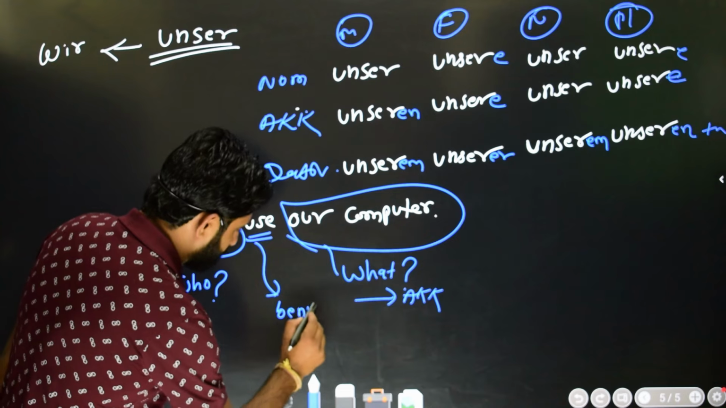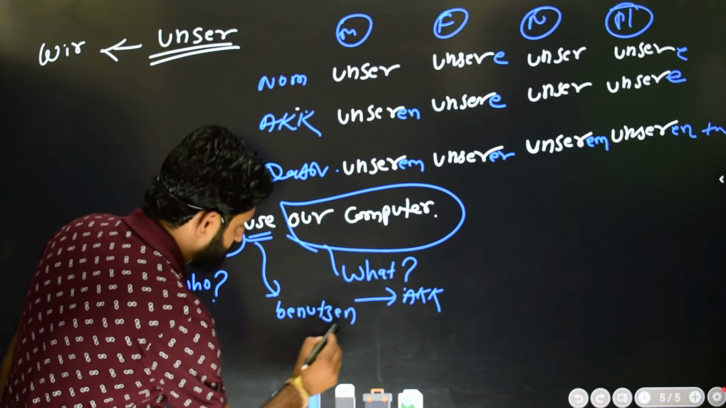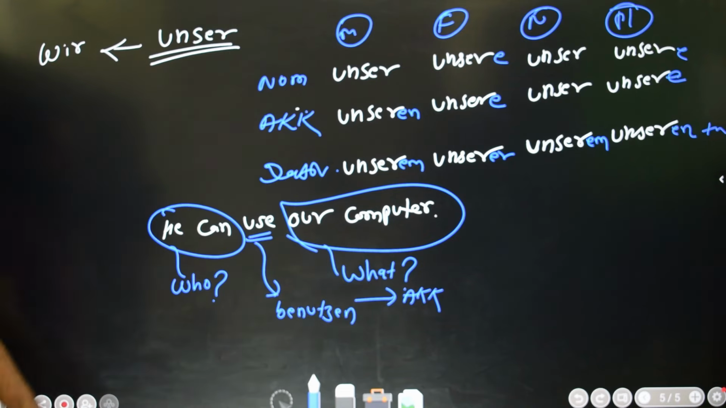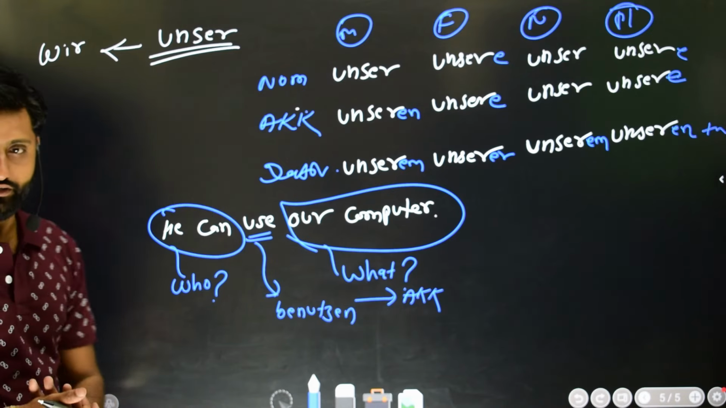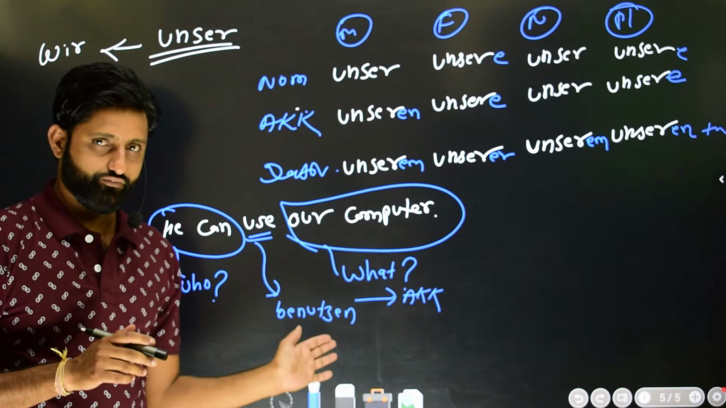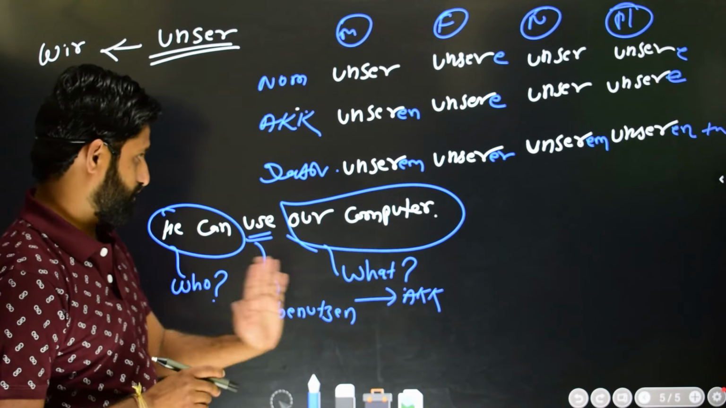Benutzen. Benutzen means to use. And how can we use this verb benutzen? We have a modal verb here. So the rule is very simple. The modal verb will be conjugated, the main verb will go at the last. Now just translate it.